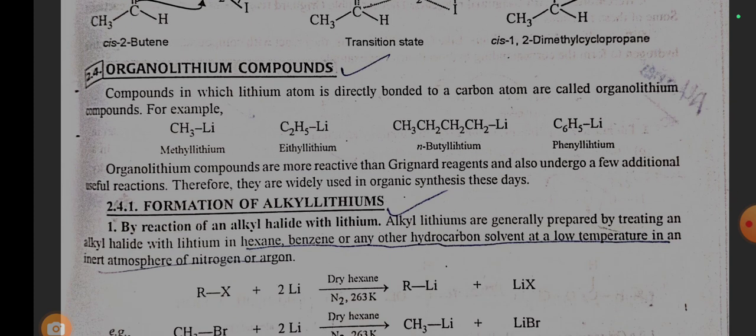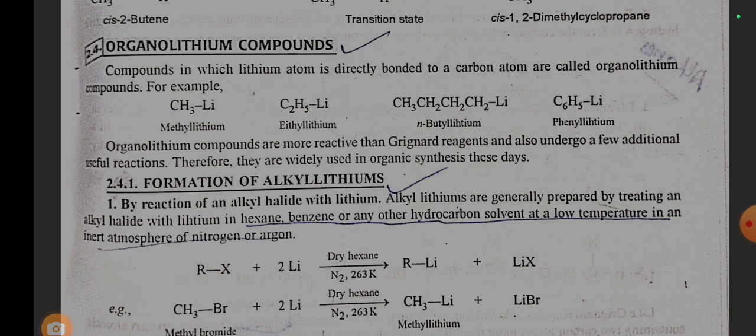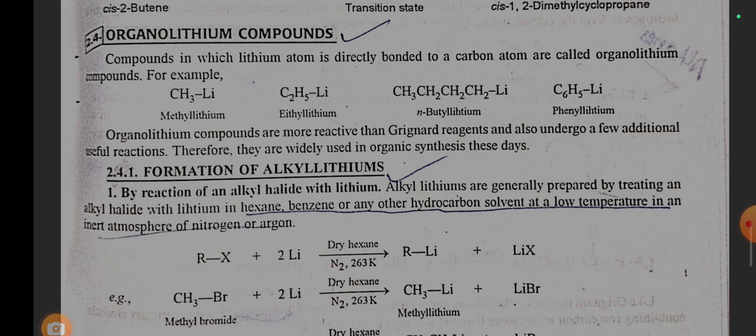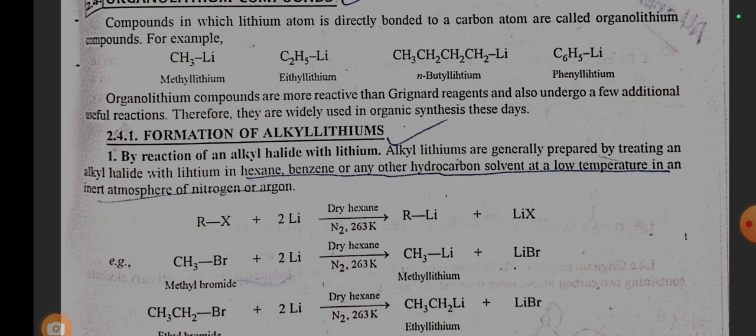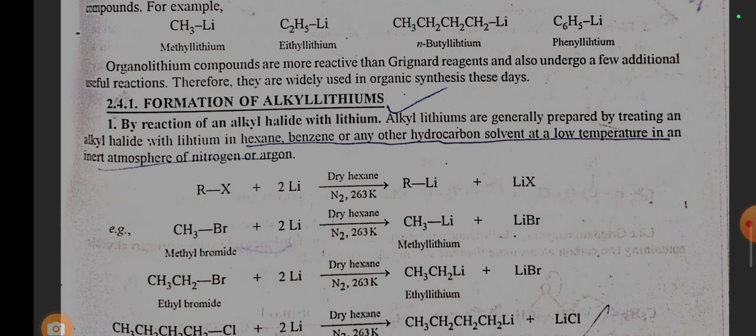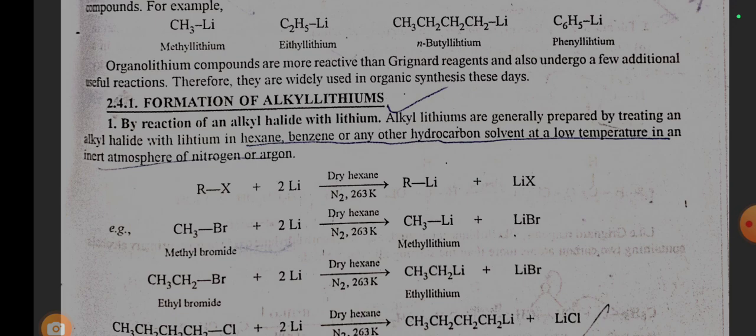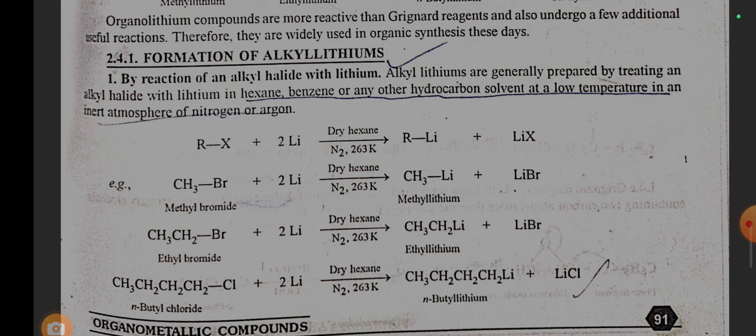Organolithium compounds. Compounds in which a lithium atom is directly bonded to a carbon atom are called organolithium compounds. Example: methyl lithium, ethyl lithium. Organolithium compounds are more reactive than Grignard reagents and also undergo a few additional useful reactions. Therefore, they are widely used in organic synthesis these days.